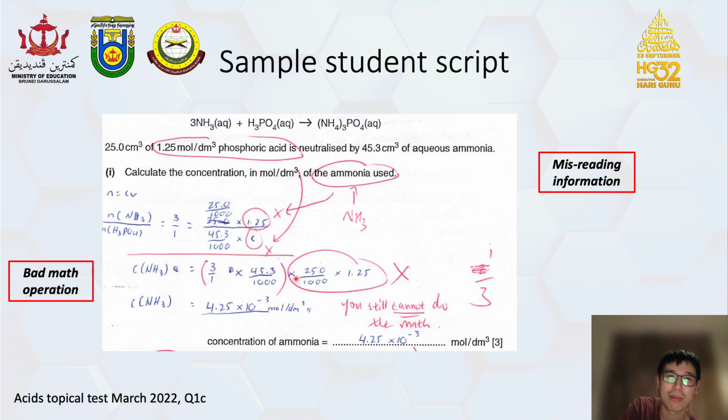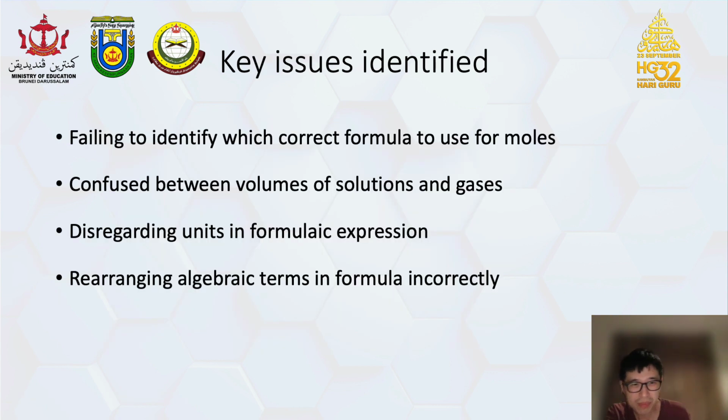So there is a problem with the mathematics there again. The working was wrong from the very beginning. But it's interesting to see that this student also has a problem with mathematics, because by right, you should be dividing by whatever you're trying to find, because you have multiplication there. So there was a bit of bad mathematics operation there.